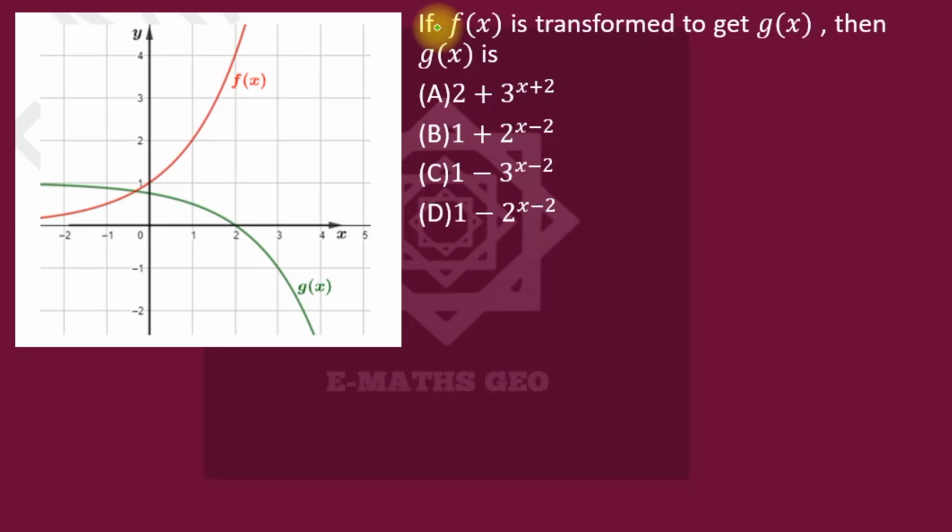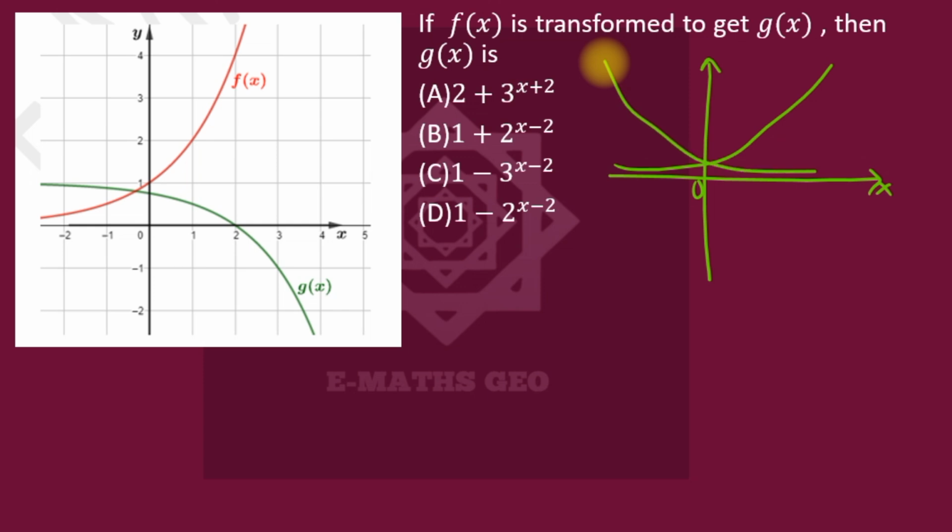So that's it. If f of x is transformed to get g of x, then what is g of x? We should know that for exponential graphs, the parent graph is either this or that.